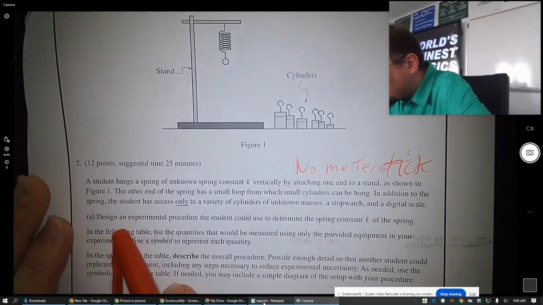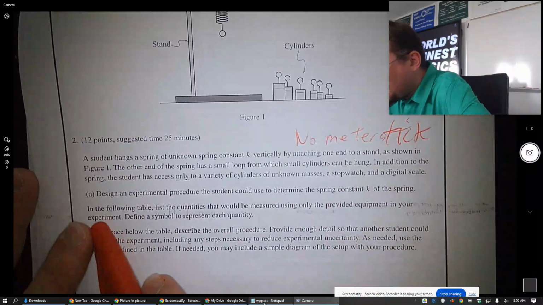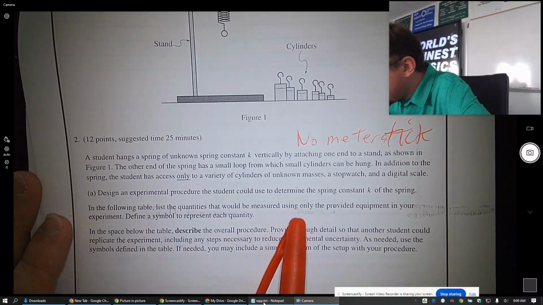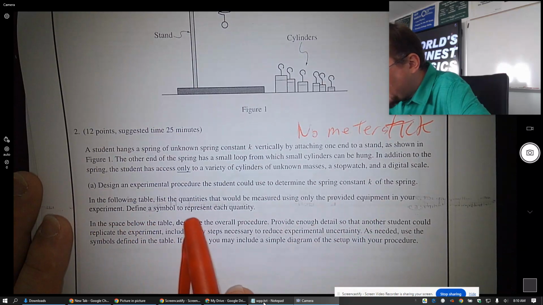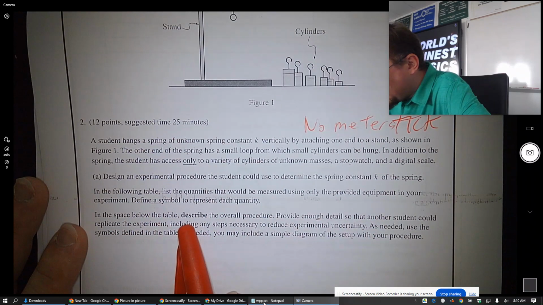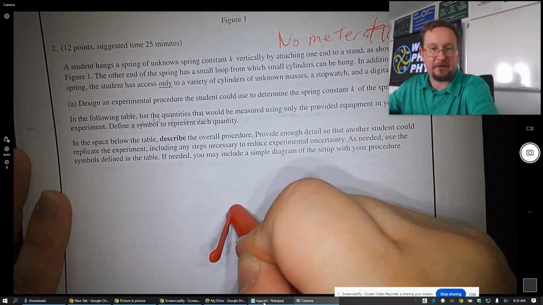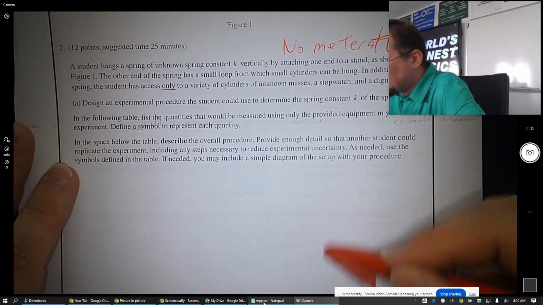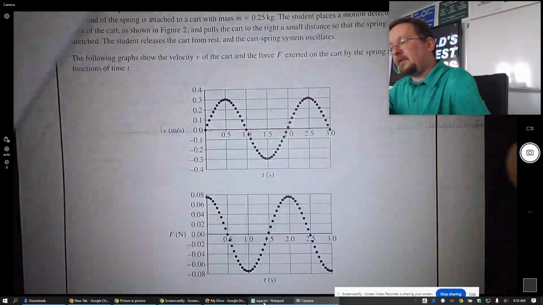Okay, design an experimental procedure that the student could use to determine the spring constant k of the spring. In the following table, list the quantities that would be measured using only the provided equipment in your experiment. Define a symbol in the space below the table. Describe the overall procedure. How many students are going to write in this space? I was fixing to, except I read this. So I bet you a bunch of students are going to write in this empty space here. Okay, use the symbols defined in the table.